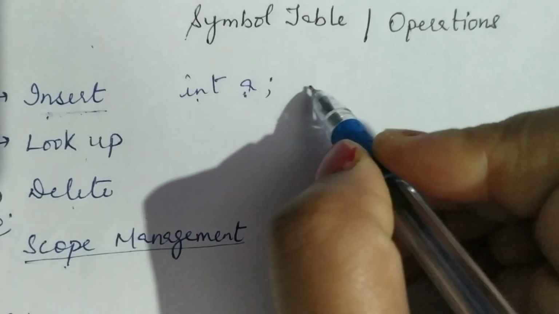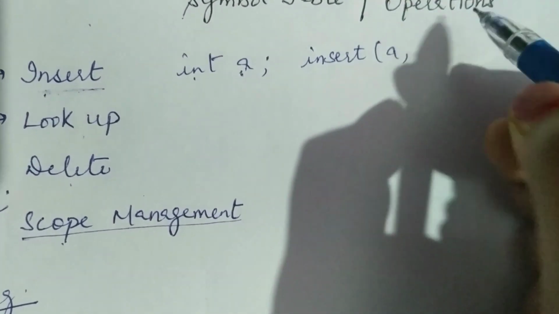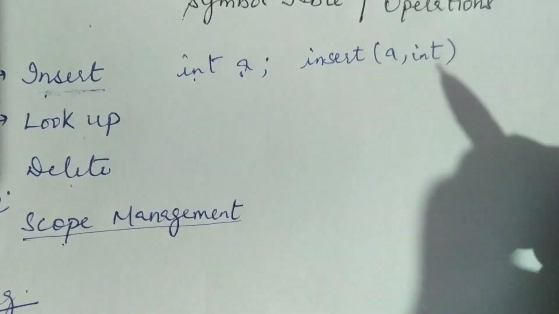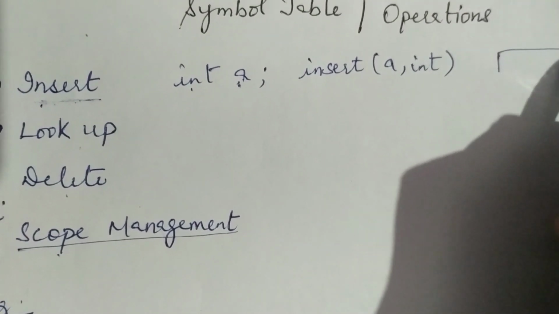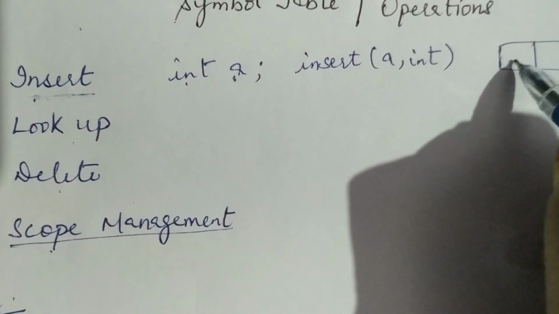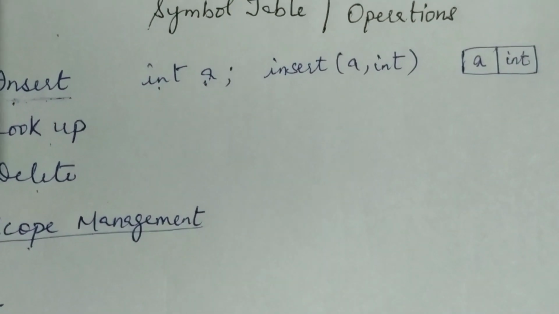Then the syntax will be insert a comma int. ये इसका syntax होगा and in symbol table it will be stored as variable and its type, that is a, int.